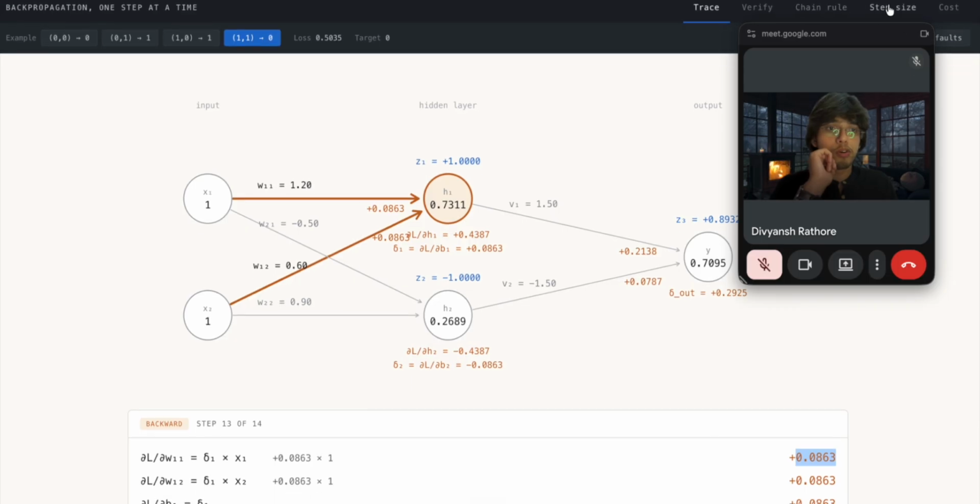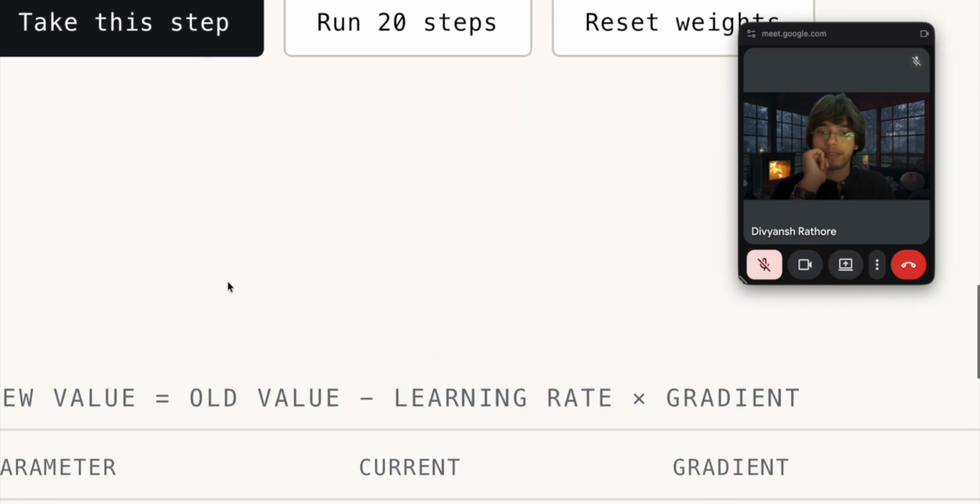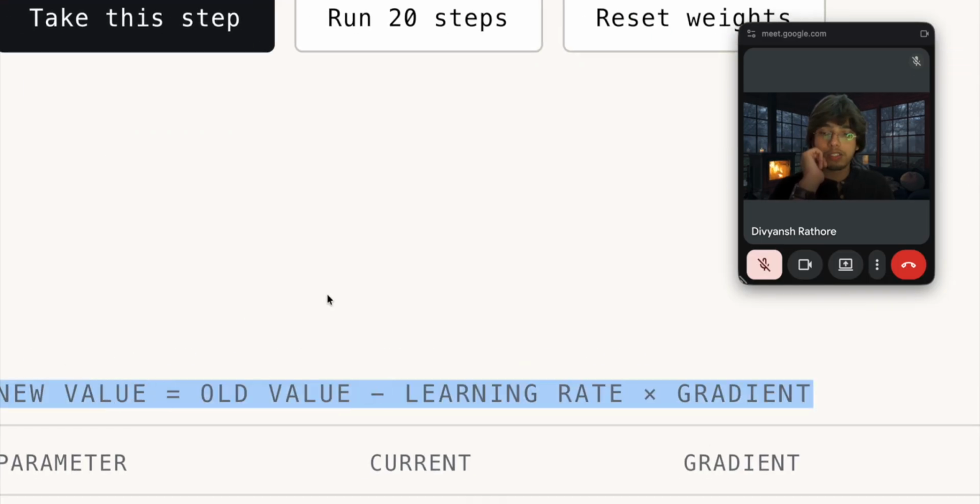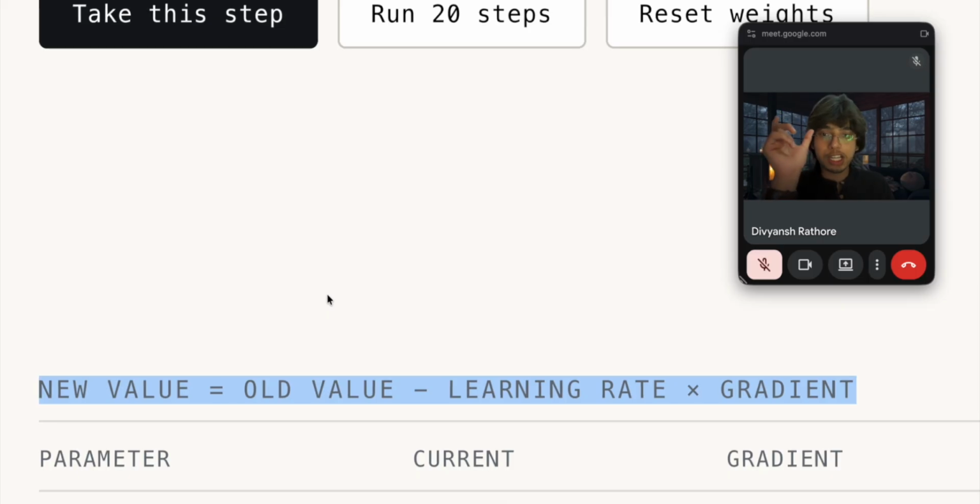And let's go back to the step size here. Okay. So this is what we are doing. This is the way to nudge our values. Old value, negative learning rate times the gradient. And this gives us the new value of our parameters, and we'll do the same for all the 9 parameters.